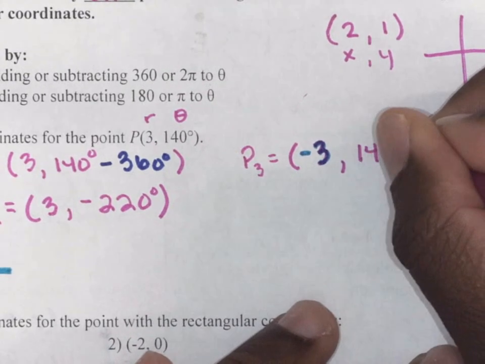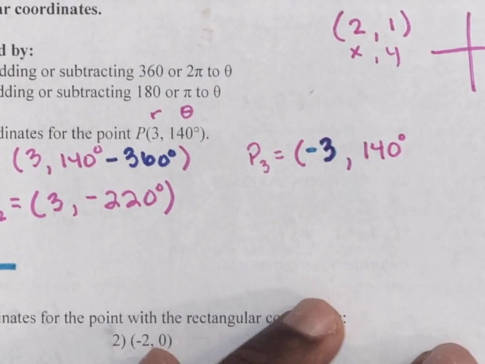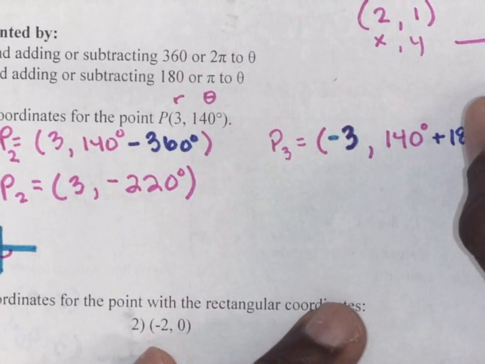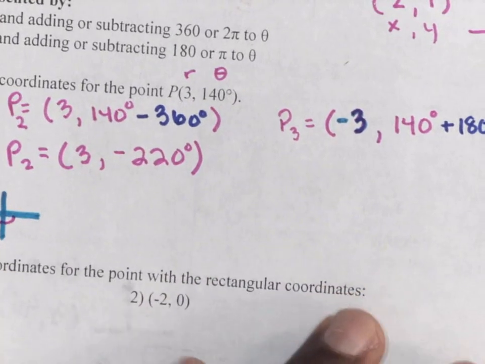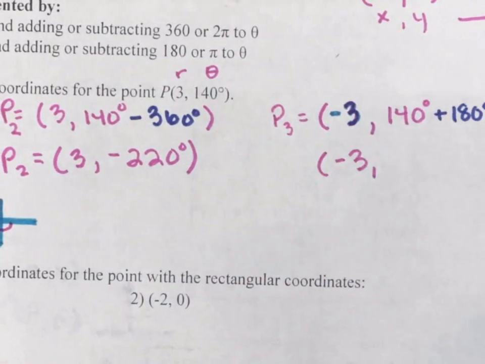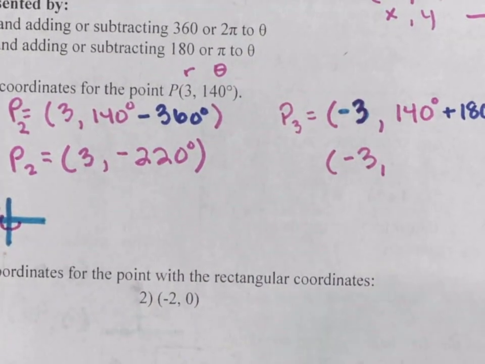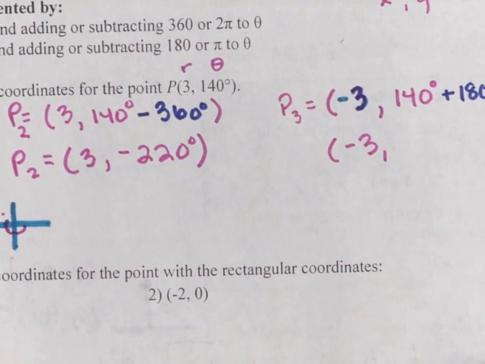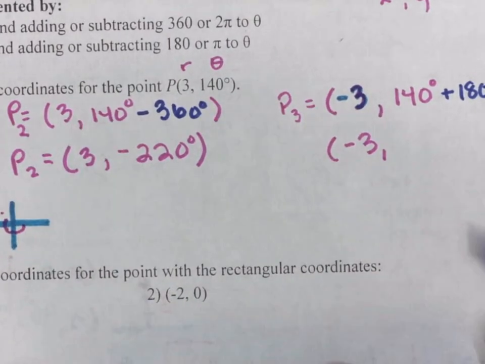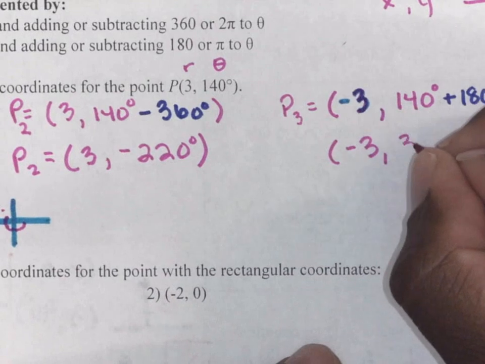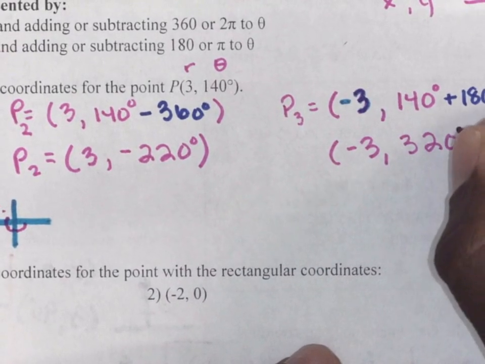So you want to add it? All right, let's add 180 to this and let's see where it puts us. So I get negative 3, 320? I think so. I think you're right. 4 and 2 is, yeah. So I get positive 320.